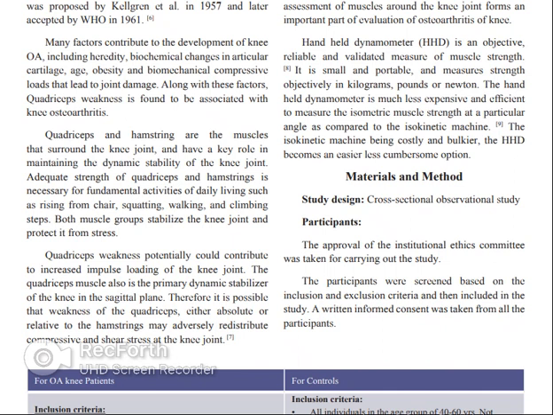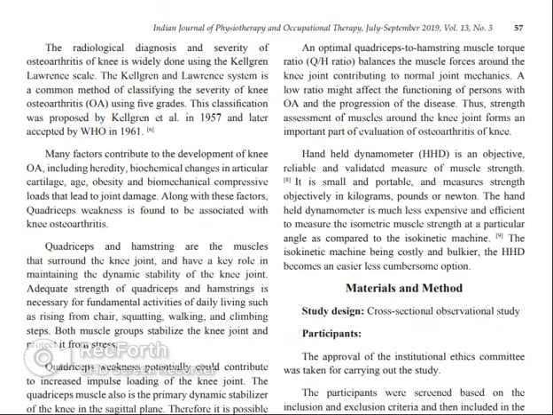Potentially could contribute to increased impulse loading of the knee joint. The quadriceps muscle also is the primary dynamic stabilizer of the knee in the sagittal plane. Therefore, it is possible that weakness of the quadriceps, either absolute or relative to the hamstrings, may adversely redistribute compressive and shear stress at the knee joint.